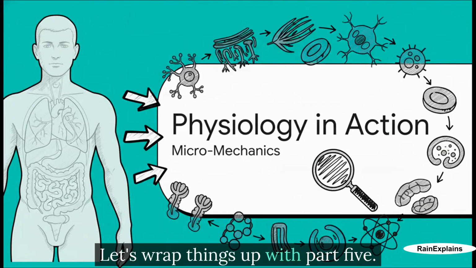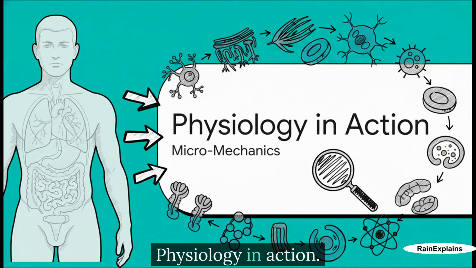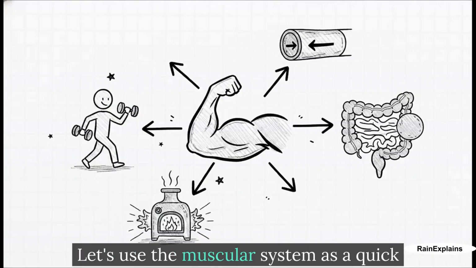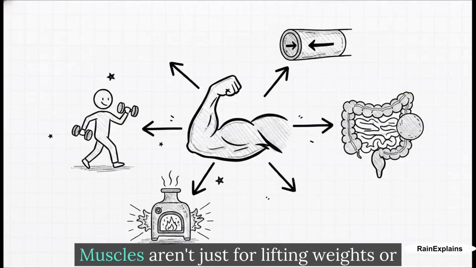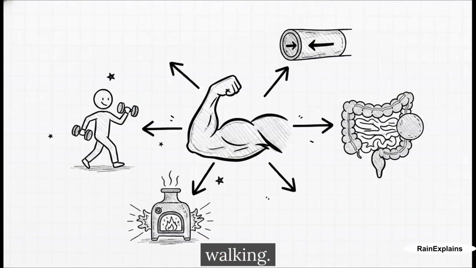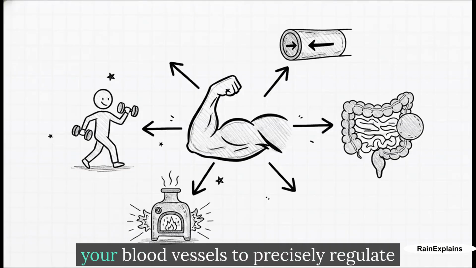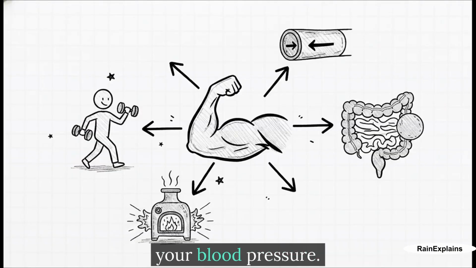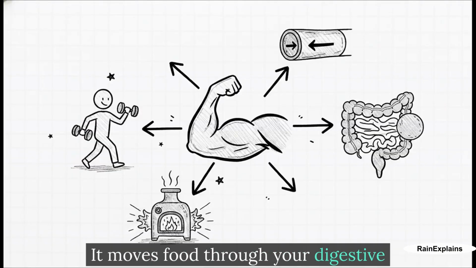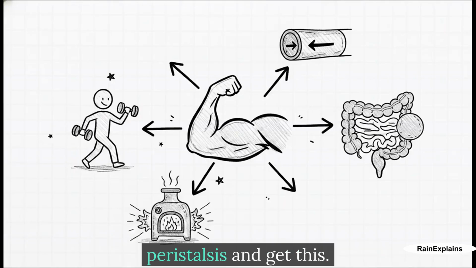Let's wrap things up with part 5, physiology in action. Let's use the muscular system as a quick case study here. Muscles aren't just for lifting weights or walking. Muscle tissue is responsible for vasoconstriction, literally narrowing your blood vessels to precisely regulate your blood pressure. It moves food through your digestive tract using a wave-like motion called peristalsis.